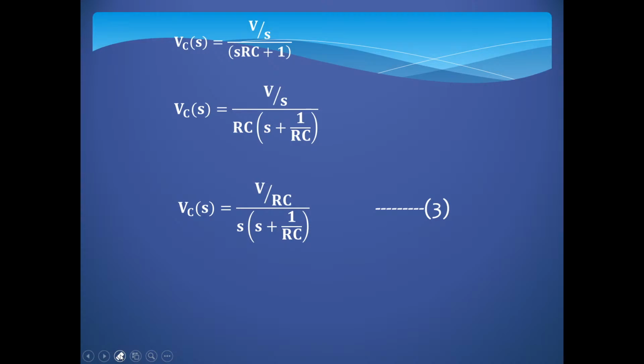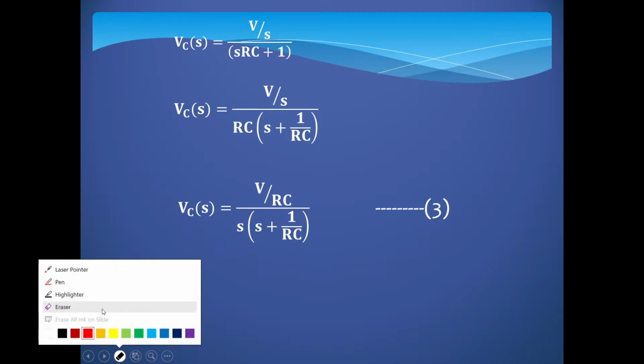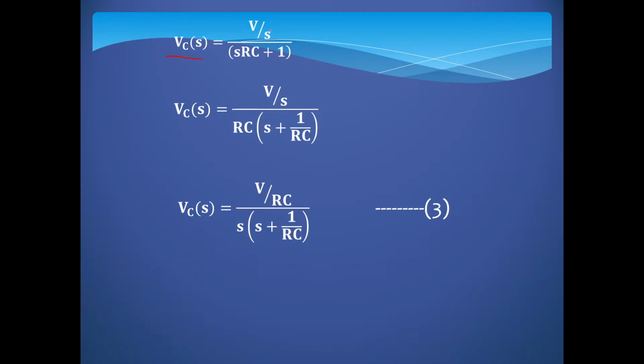It was V by s is equal to Vc of s into 1 plus s RC. So I have written the equation in terms of Vc of s: Vc of s is V by s divided by s RC plus 1. Take RC common, you will get V by s by RC into s plus 1 by RC. Rearranging, Vc of s is equal to V by RC by s into s plus 1 by RC. Now I have two terms: s in the denominator, and s plus 1 by RC.